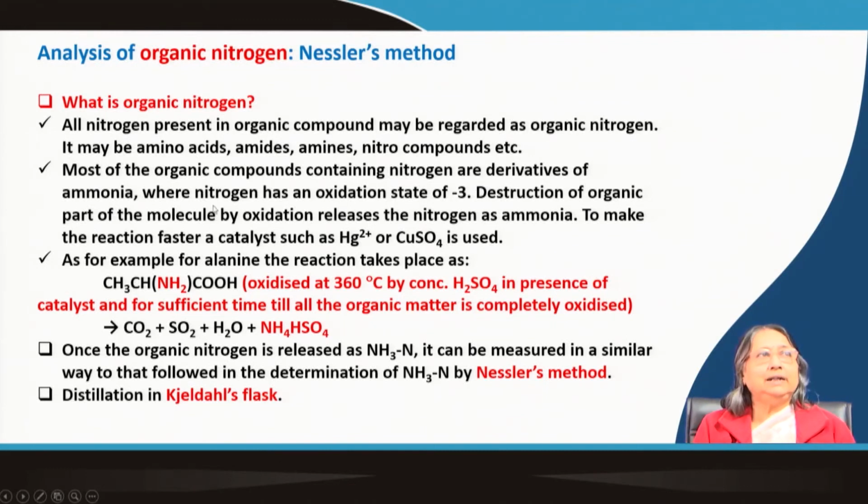So, if I ask you, in protein, what is the oxidation state of nitrogen? Protein is a very complex molecule, so what is the oxidation state of nitrogen there? What is the oxidation state of nitrogen in ammonia? -3. So, here also it is the same, nitrogen has an oxidation state of -3. So, if you make something to decompose the organic part of the molecule by oxidation, that releases the nitrogen as ammonia.